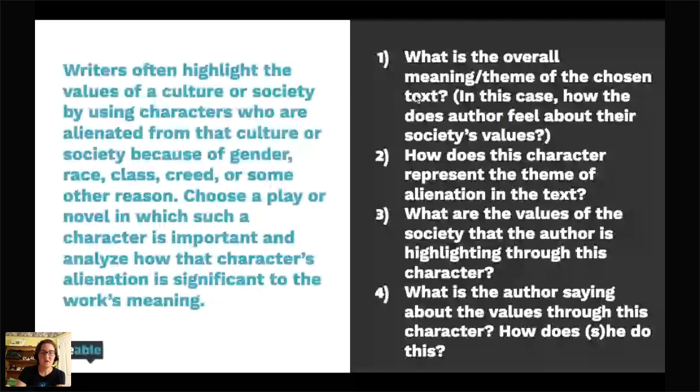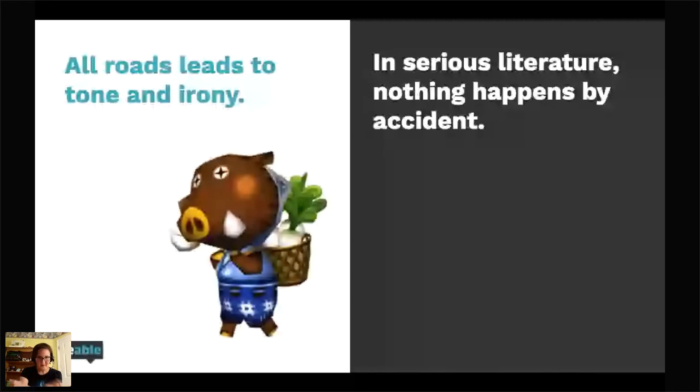Okay, two things I always tell my kids. Number one, all roads lead to tone and irony. If you can find the tone, you can find the meaning, because if you know what the author is feeling about a particular subject, then you found the subject. And I go with irony as well, because if an author is being ironic, they mean the opposite of what they're saying, meaning that they probably don't agree with whatever they're displaying. A lot of things they put on the AP exam are ironic, and that can be really difficult to find.